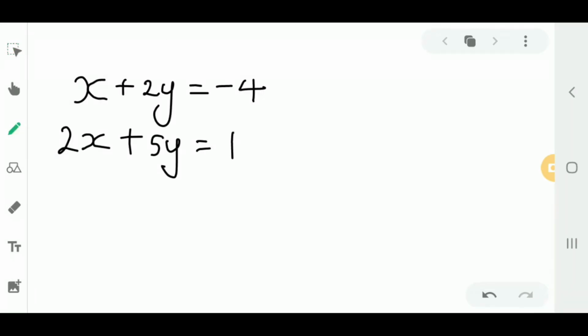Okay, so let's say we have these equations here. So this is a pair of simultaneous equations. So what we're going to do first is label our equations so it is easier for us to refer.